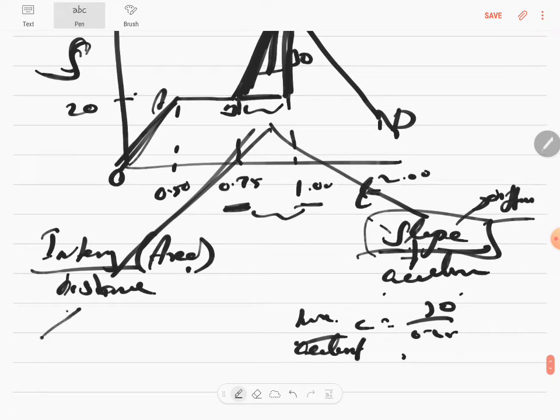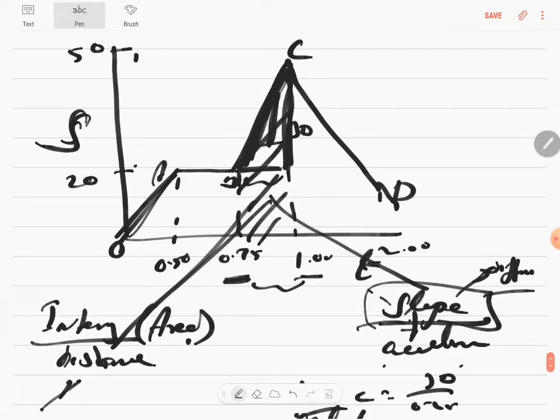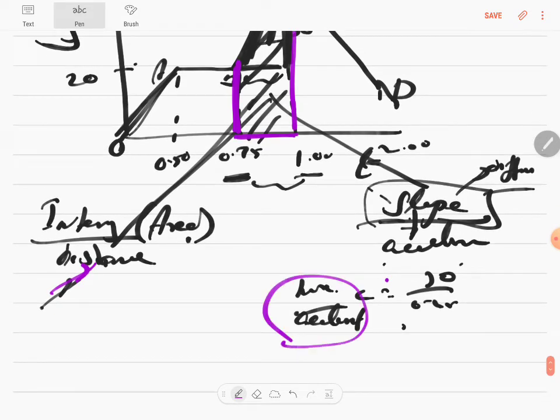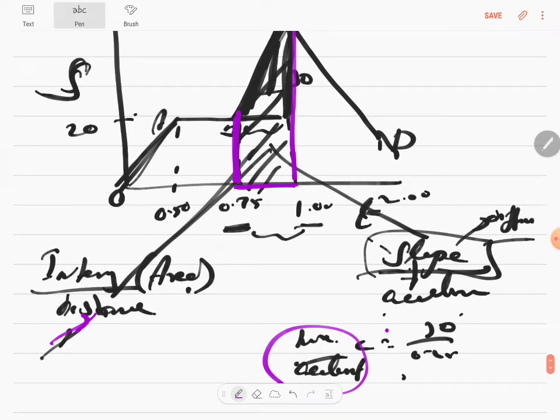Supposing you want to find the distance traveled with maximum acceleration, you have to find the area under this graph, which is the area of a trapezium, half into S1 plus S2 into H. That will give you the area under the graph, which is the distance traveled during this maximum acceleration. You understand?